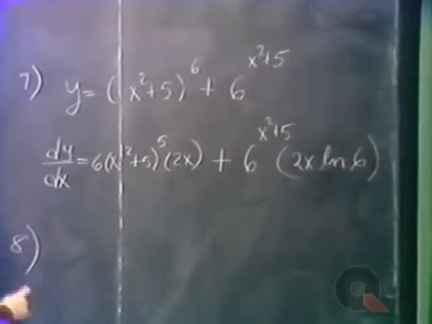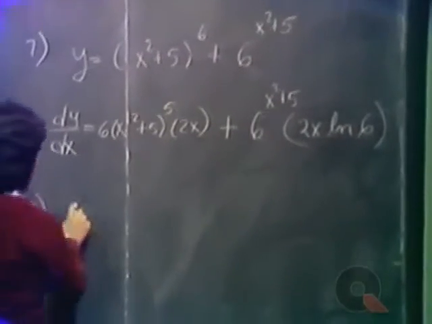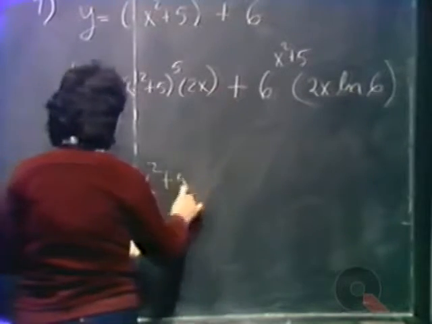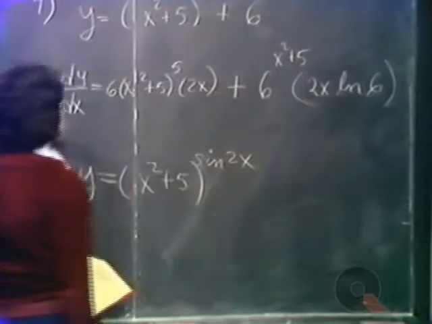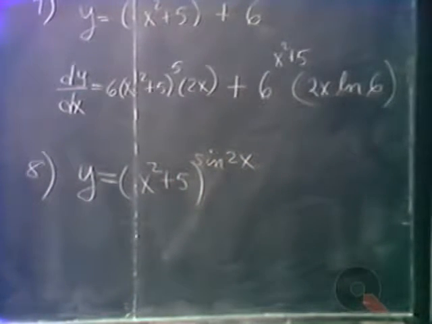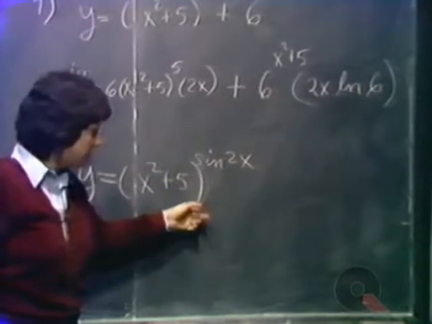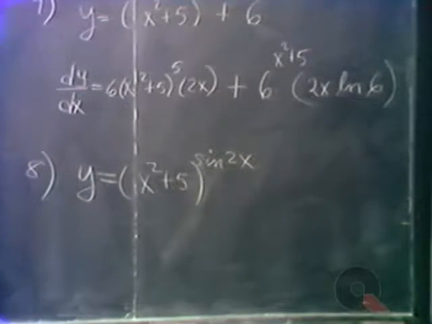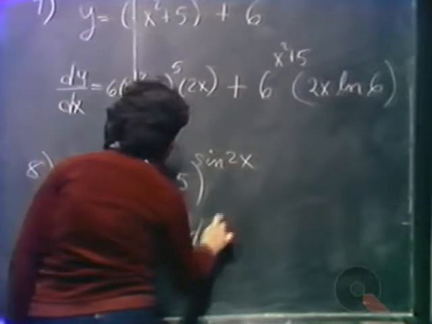Okay. Now, what about the following? This will be the last problem on this tape. Suppose I had given you x squared plus 5 to the sine 2x power. Here we have, once again, a power, but here we have a function base and a function in the power. And if you look on your differentiation sheets, it tells you to use log differentiation.